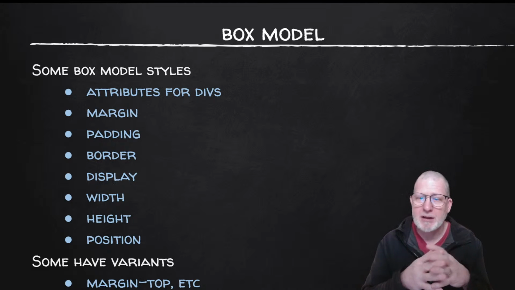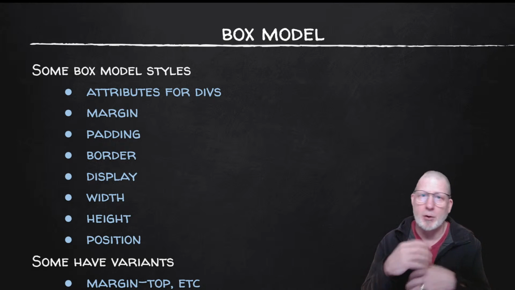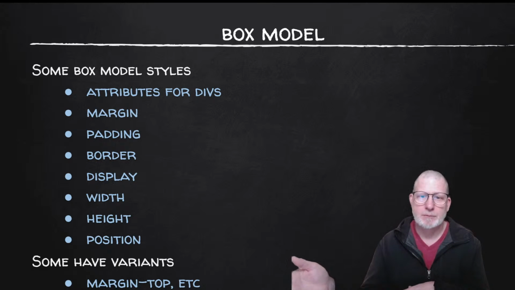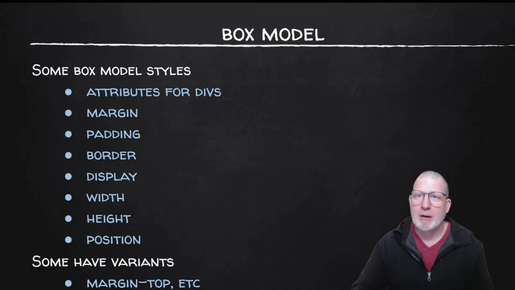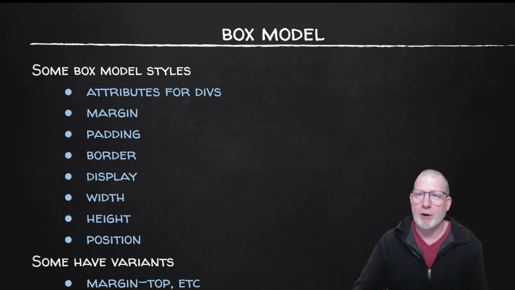And for a bunch of these, there are variations on them. And the variations include the position of them. So margin-top only affects the top margin. And border-right is only the right border. And padding-bottom is only the bottom padding. A lot of times what we will do is we will declare a style like a padding of 5 pixels, but I want a little bit more at the top, so then I'll say padding-top is 8 pixels, or 0.5 em units.